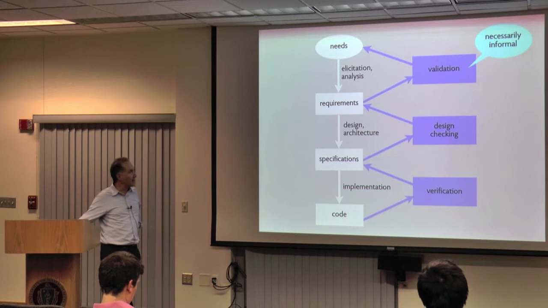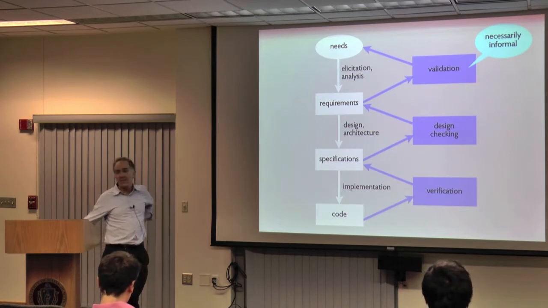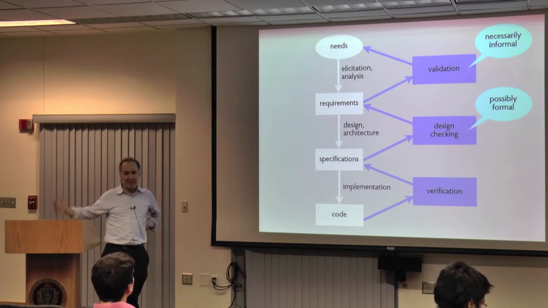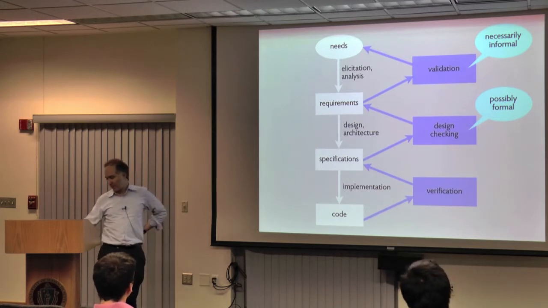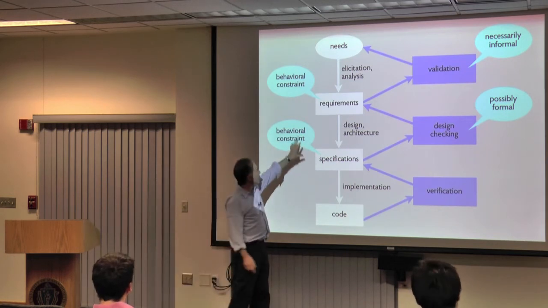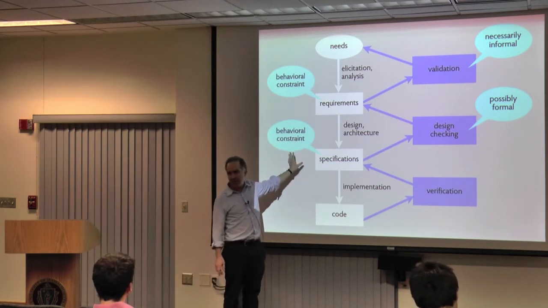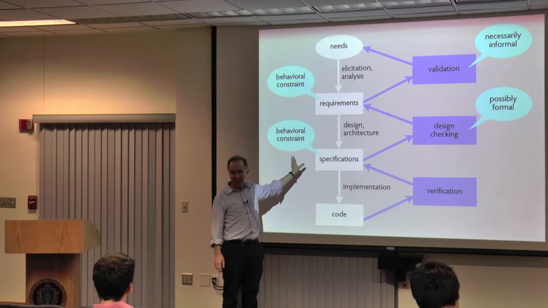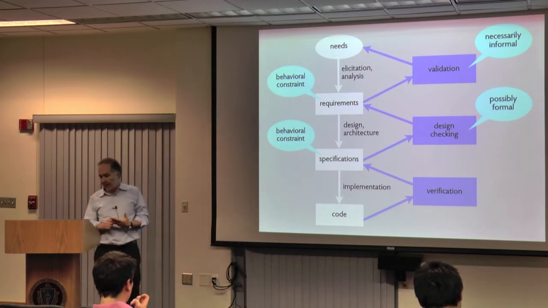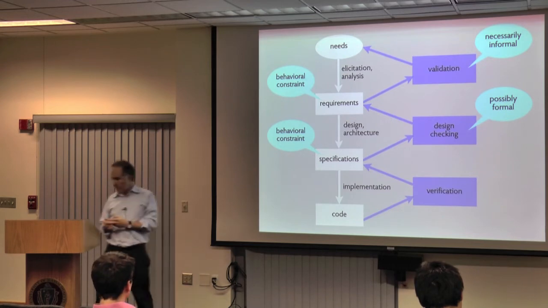Now, some things to notice here. The first is validation obviously has to be informal because the needs aren't even articulated. Design checking can be formalized, and that's basically what I made my career on. That's what Alloy was all about. The other thing I want to note is that in the traditional formulation, both the requirements and the specifications are essentially constraints on the behavior of the software. And I think that's a widespread assumption, and I want to argue that that's actually a mistake.